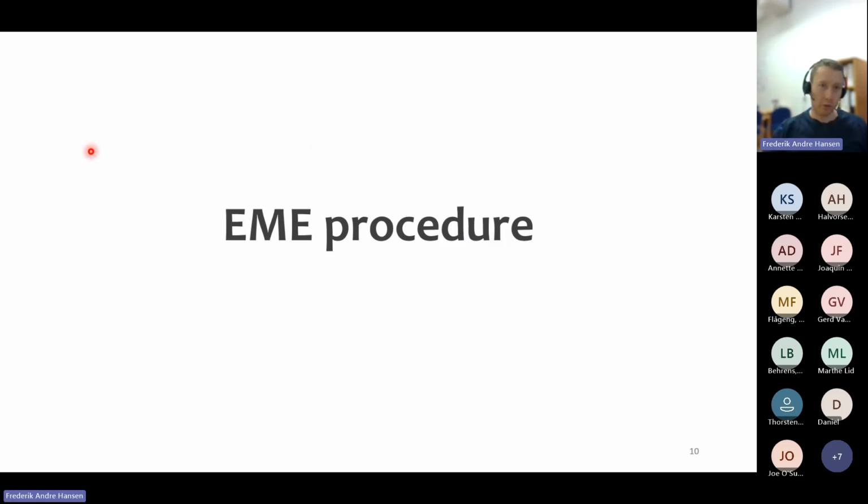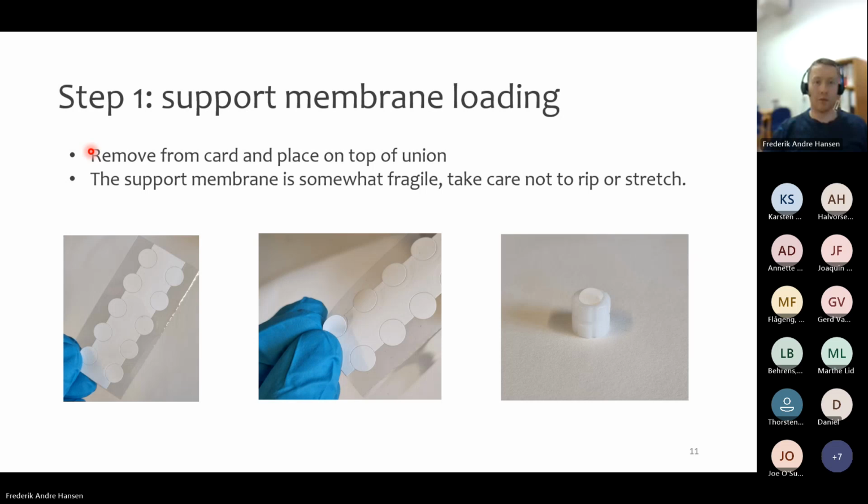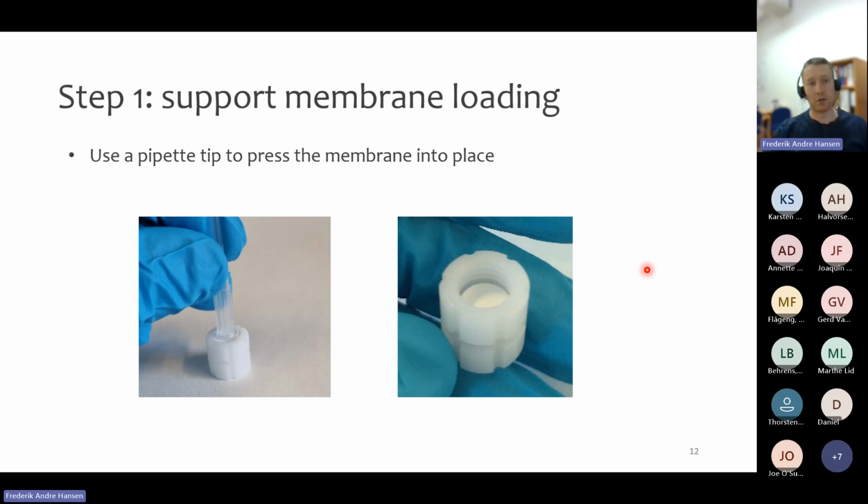So how do you do it practically? The first thing you do is get the polypropylene membrane into the union. These come in cards of 10 membranes. So you pull one out and place it on top of the union. Then it's often easy to just use a pipette tip to press it into place, and then it will sit down in the middle, as you can see here.